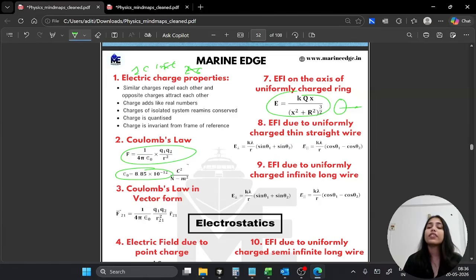Electric field intensity due to a uniformly charged thin straight wire. Now, if you have a thin straight wire and let's say at some distance here, B, what will be the electric field at this distance? That is K lambda, where lambda is the charge per unit length, divided by R or D, that is the distance, times sine theta, where theta is the angle, theta 1 and theta 2. And if you have an extremely long parallel wire, that is K lambda upon R times cos theta 1 minus cos theta 2.